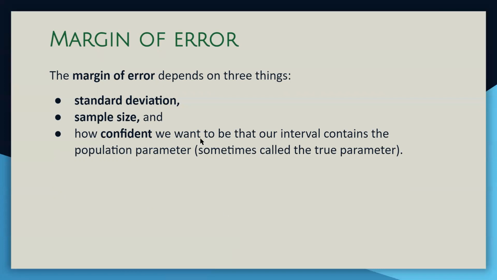You are going to see some notation in word problems where you're asked to find the confidence interval for the true parameter. Construct a confidence interval for the true mean. Construct a confidence interval for the true proportion. When they say true, they mean population. So they want you to estimate the value for the population.